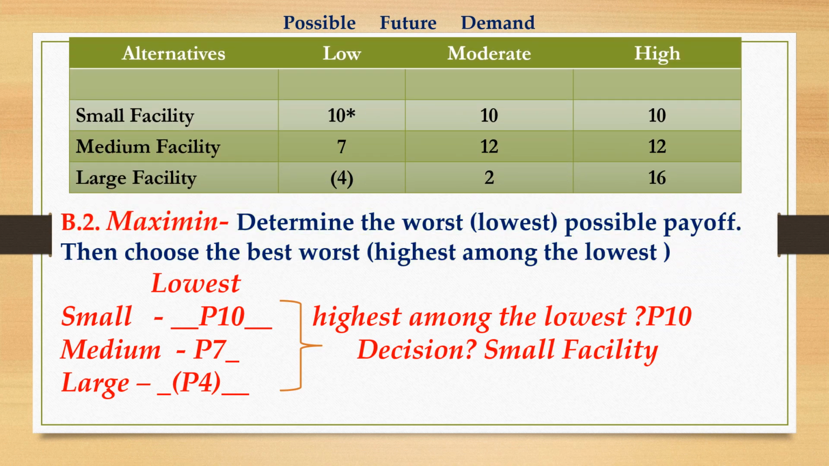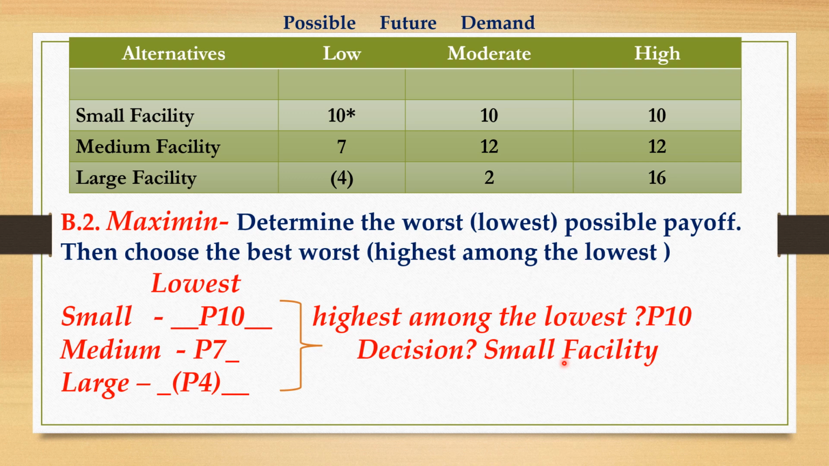Here is our final answer in Maximin Criterion. Again, small is 10, medium is 7, and large is -4. Comparing these three, the highest among the lowest is 10 million pesos. So that's why we have 10 million here, and that 10 million corresponds to small size facility. So our final decision is to construct a small size facility.